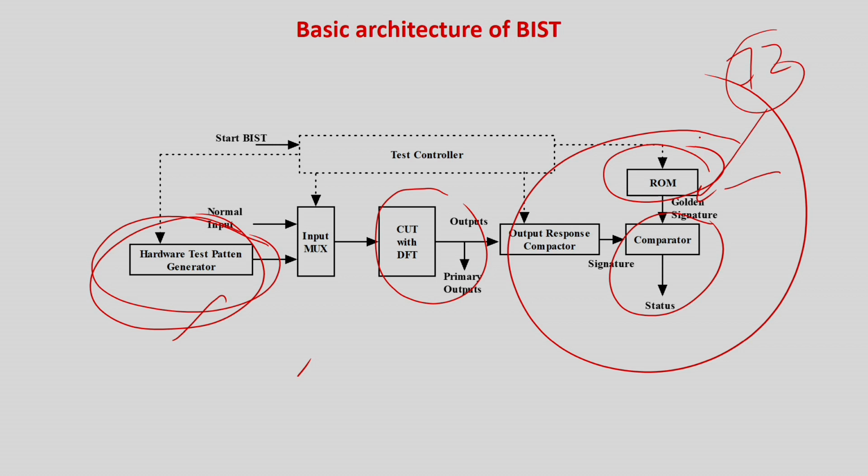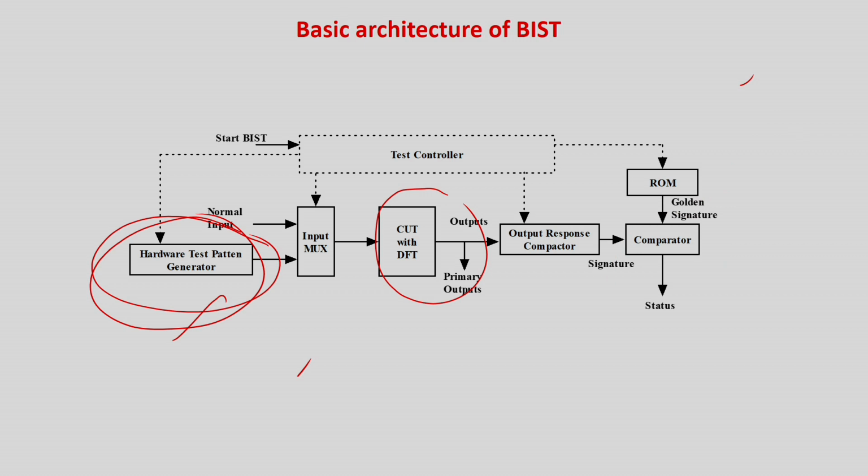So if I have, say, 72 input patterns, and I store the response for all the 72 test patterns, the ROM size required for golden signature matching will also be very high. So there is something called compaction. You are not going to store the expected response for all the 72 patterns. In fact, you will club many of the output patterns together and make a signature out of it. I will tell you what I mean by signature.